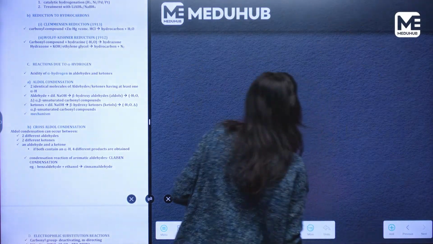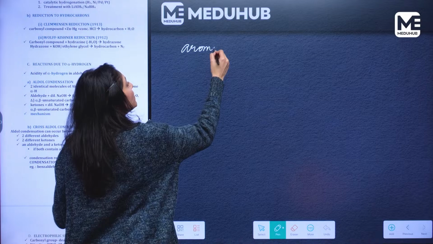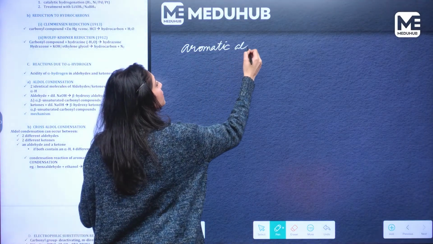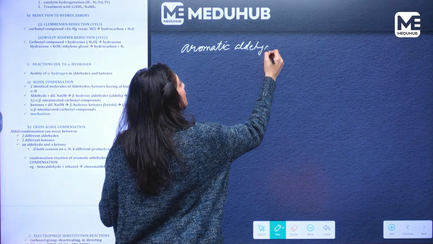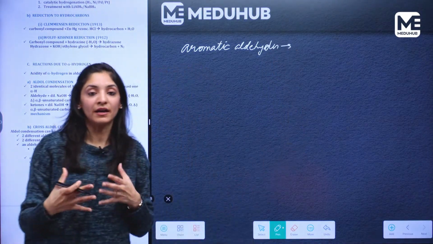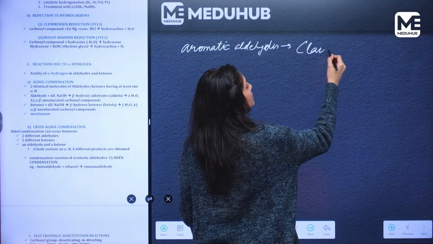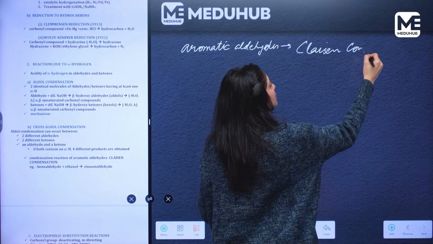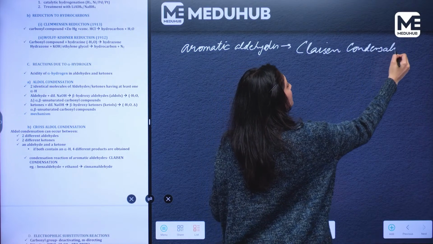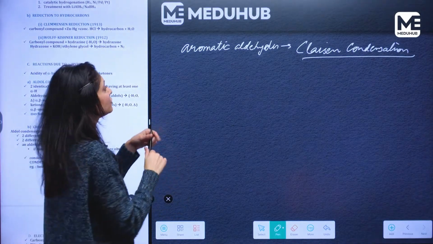The aldol condensation or cross aldol condensation of aromatic aldehydes with aliphatic aldehydes or aliphatic ketones is called Claisen condensation. The mechanism and the products are the same as aldol condensation.